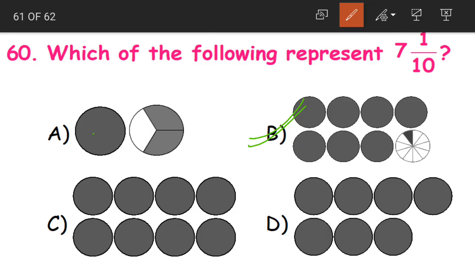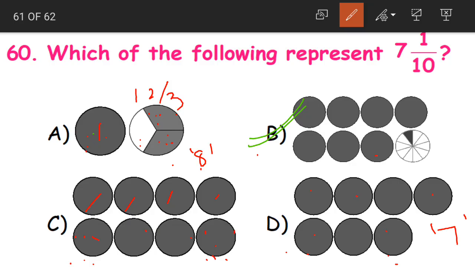Yes, see, this diagram represents 1 2 by 3. What does it represent? 1, and then in this we are having 2 by 3. Option C represents 1, 2, 3, 4, 5, 6, 7, 8. It just represents 8. There are no fractions here. In the same way, option D represents 7 children. We are having 7 fully shaded circles.